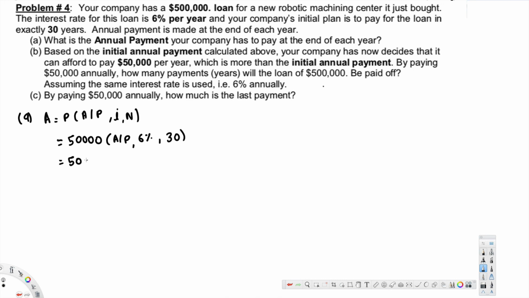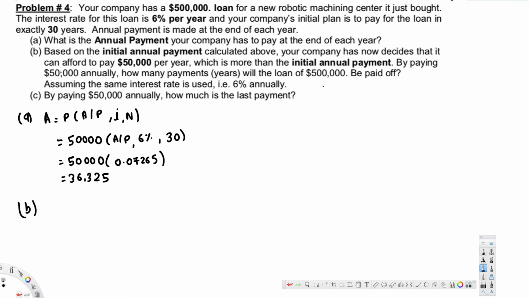And if you look at this value, this A/P 6% 30 value in the table, you will see this is 0.07265, and if you calculate this one, you're going to get 36,325, and that's the answer for the A part. Now let's look at the B part.